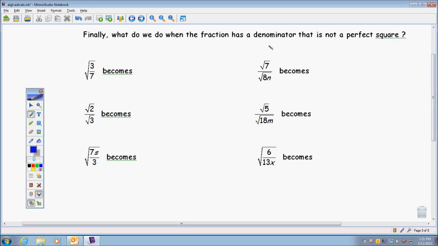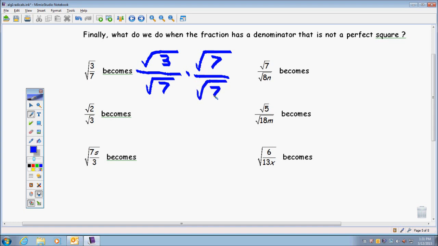What you're going to do here is what's called rationalize the denominator. Here's the problem. I'm going to take radical 3 over radical 7. Everything we've done before, the bottom was always a perfect square. But radical 7 is not a perfect square. So what I'm going to do is rationalize this, and I'm going to multiply the top and bottom by whatever's on the bottom. It's called rationalizing the denominator.